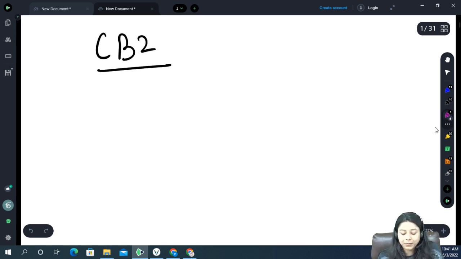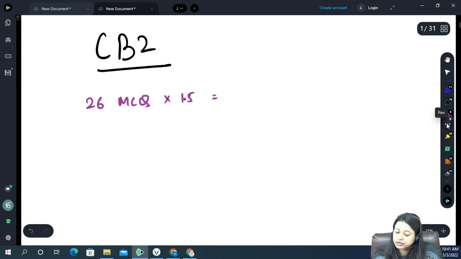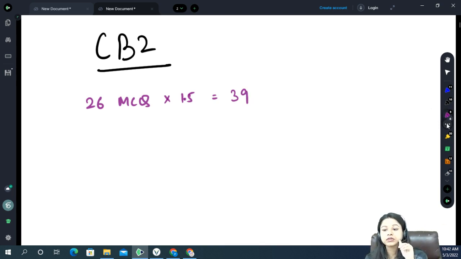So the CB2 paper pattern: 26 MCQ questions, each of 1.5 marks. How much is it? 39 marks is only for the MCQ. So you can understand 40% of the paper is MCQ. So we'll be solving a lot of MCQs in my class. And trust me when I say this, all my students always score more than 35 out of this 39. There are a few students who may not be attending the live classes or not practicing. They get less than 35.